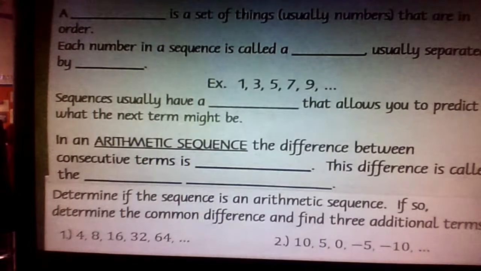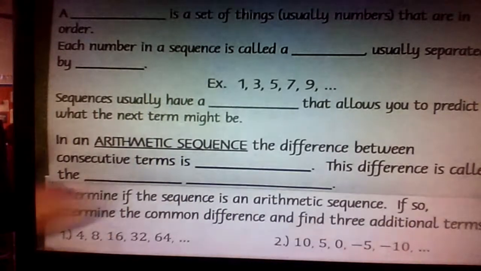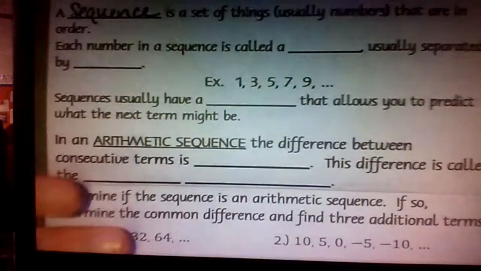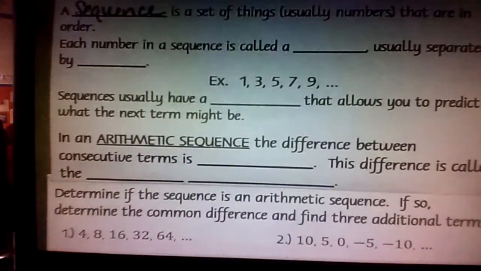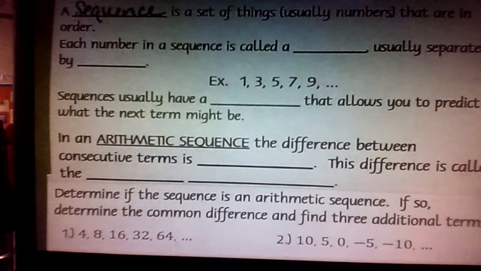So we need to talk about sequences. A sequence is a set of things which are usually numbers that are in order.